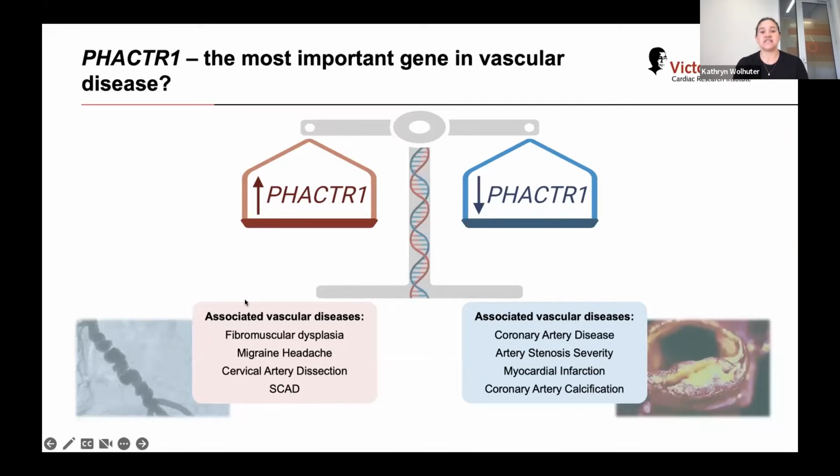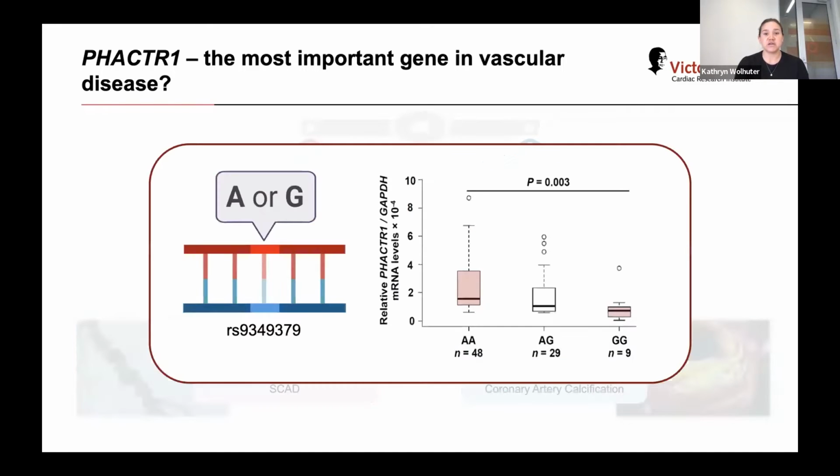Now, factor 1 was first identified by Professor Kovacic along with international collaborators back in 2016 as being linked to fibromuscular dysplasia. It was found that patients with fibromuscular dysplasia had increased expression of factor 1. Now, the expression of factor 1 is governed by a single nucleotide polymorphism within the gene that can encode for an A or a G at this position. And this is an expression quantitative locus. So when you have the AA allele, you have higher expression of factor 1. And when you have the GG, you have decreased expression of factor 1.